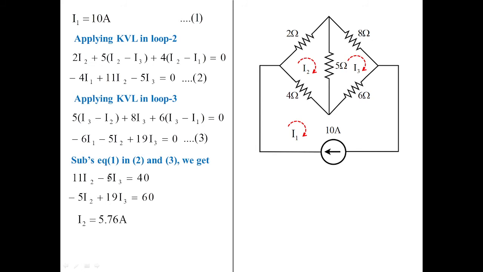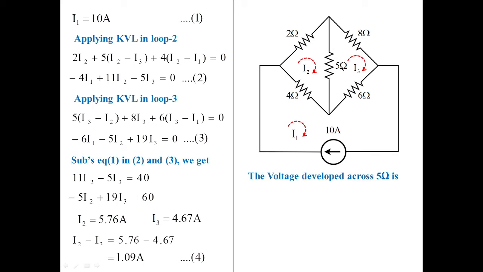So these are the two equations to be solved. With this, I got the value of I2 as 5.76 amperes and I3 as 4.67 amperes. Now I want to obtain the difference of the current in 5 ohms. So I2 minus I3 is equal to 5.76 minus 4.67, which will give you the value as 1.09 amperes. So once I obtain the branch current in 5 ohms, I can easily obtain the value of voltage, which is equal to current into resistance. So this value I'm getting as 5.42 volts.